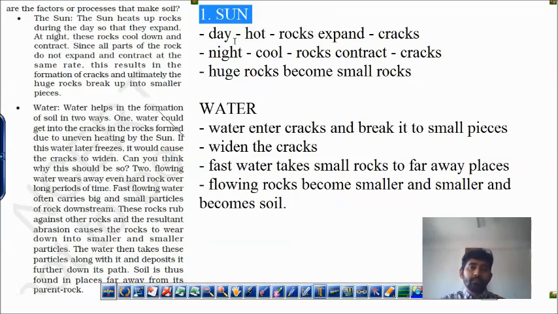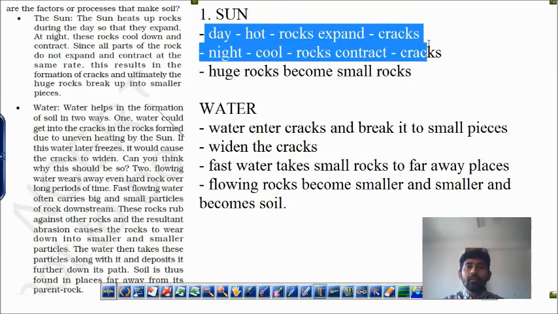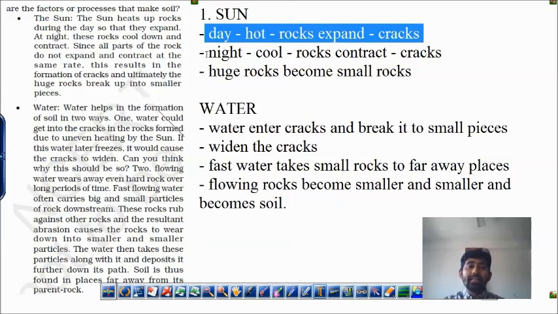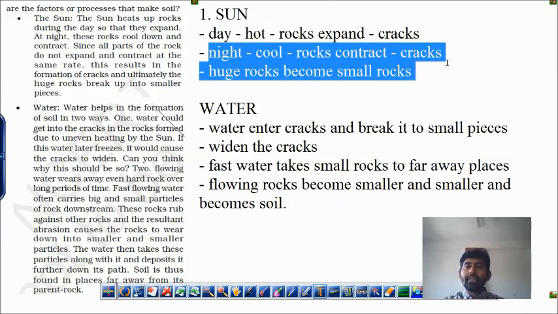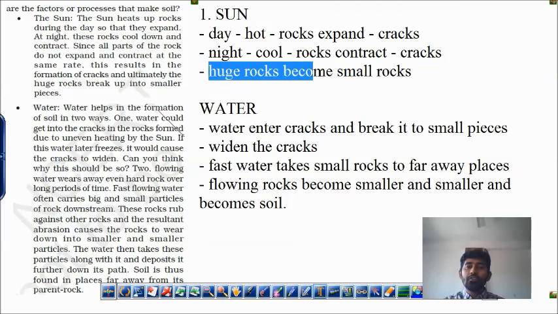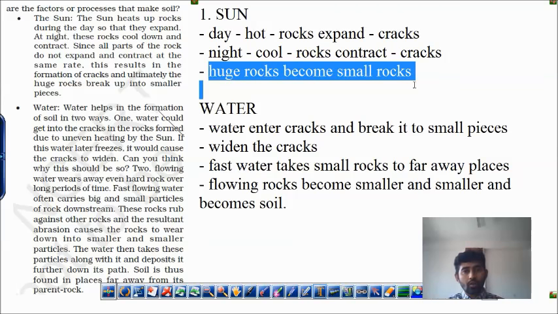During day, it's very hot, the rocks expand and they crack. At night, it's cold, the rocks contract, they crack, because of which the huge rocks become small rocks. So बड़े बड़े करोड़ों टन के पहाड़ छोटे छोटे पत्थर में टूट गए, बट उसको हजारों साल लगते हैं. Hot cold, hot cold, hot cold, expand contract, break down, टूट गया.